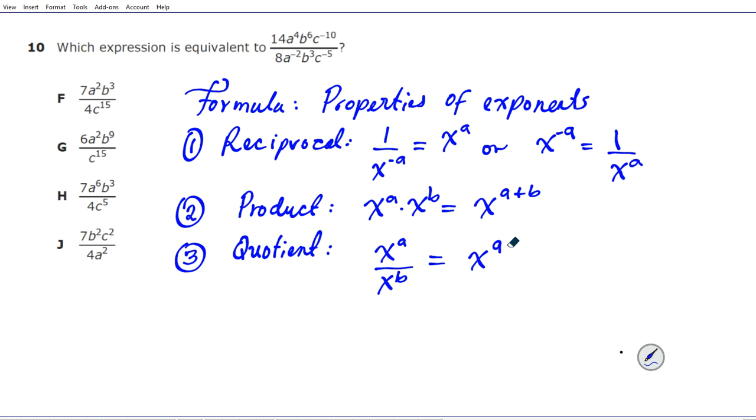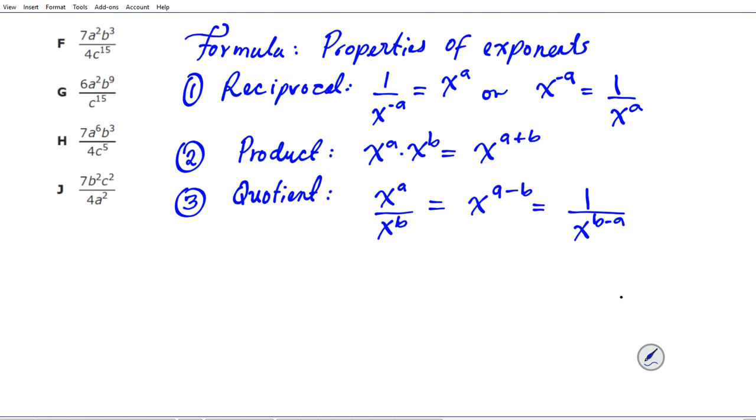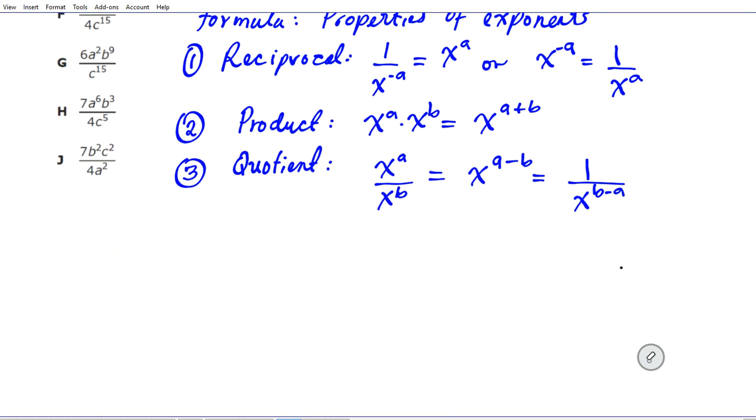So you can either write it as x to the a minus b, or you can write it as 1 over x to the b minus a, depending on which is bigger. If a is bigger than b, you want to use this format, so you won't end up with a negative exponent. If b is bigger, you use this format, so you won't end up with a negative exponent, which will result in an additional step of reciprocation. So we're just trying to save time here. Now let us go ahead and solve the problem.